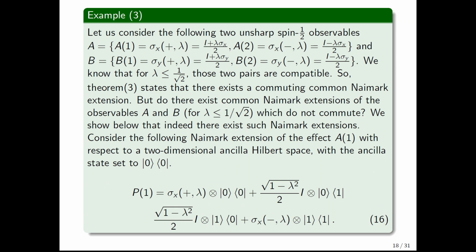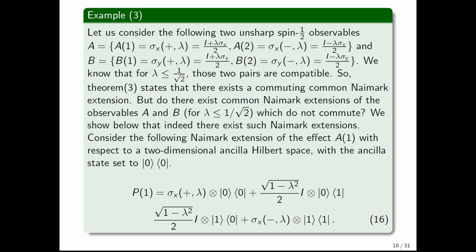So let's look into example 3. This is a very important example, and we will discuss its importance at the end of the talk. So suppose we have two unsharp spin-half observables. We know that for lambda less than 1 by root 2, these two observables are compatible.